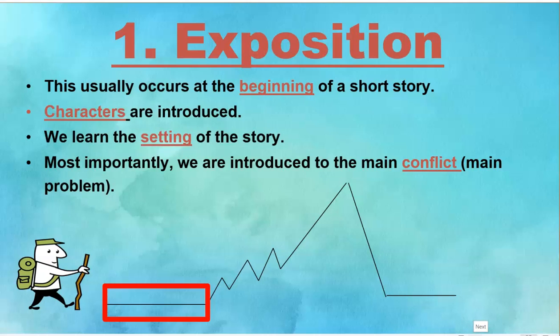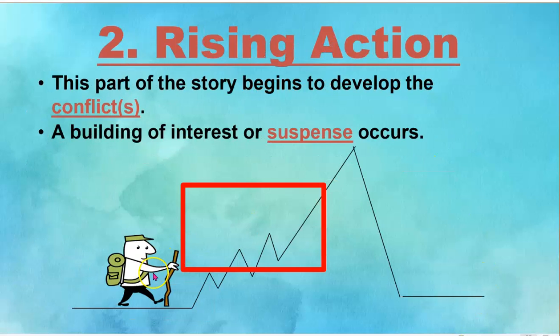It gives us the background and the base so that we know what's happening, where we're starting, and who's involved. Number 2 is our rising action. As we go up, we're getting more information about the character and maybe some information about other characters, which we would call minor characters or supporting characters. We're also being provided with the story beginning to develop conflict or conflicts.